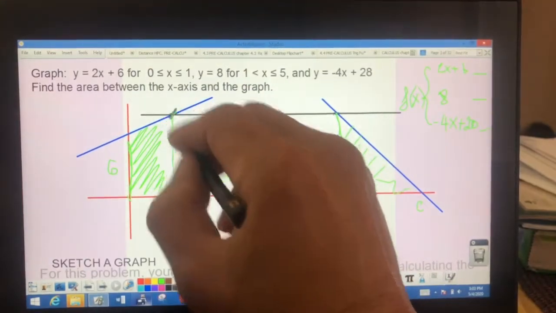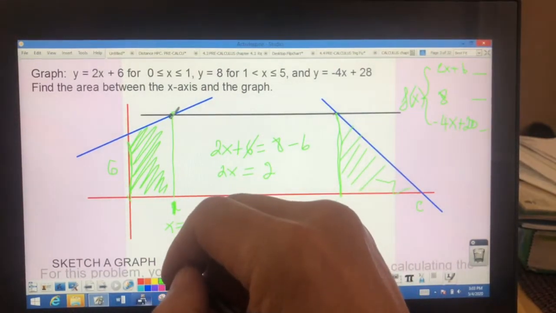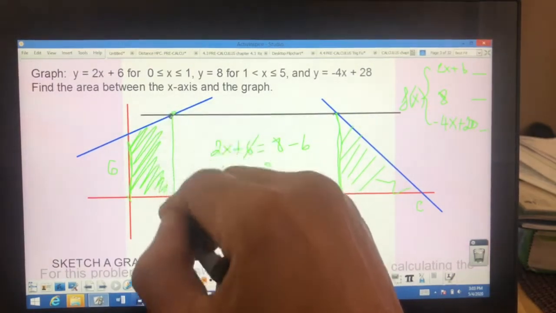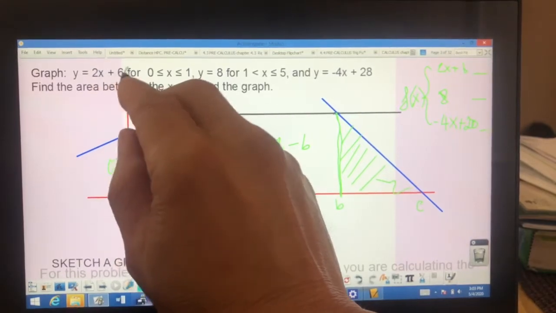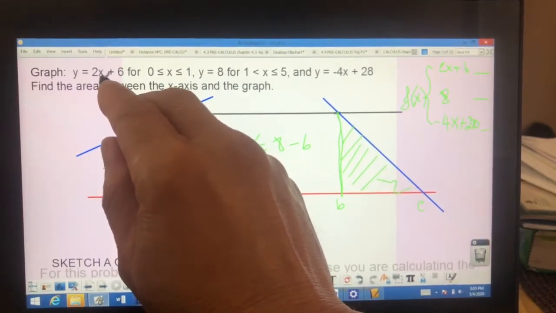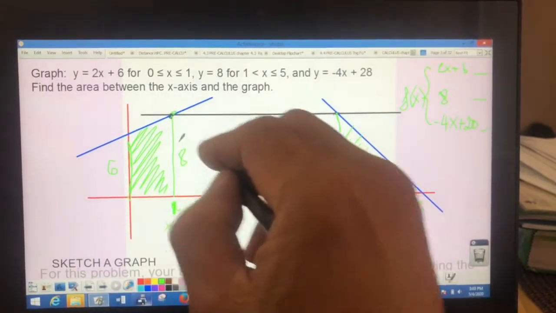So this location is 1. How high is that? You plug in 1. I should know it's 8 anyway, right? Because that's how high that height should be. If you put a 1 in this spot right here, 2 times 1 is 2, 2 plus 6 is 8. So this height is 8. That makes your length here 8.